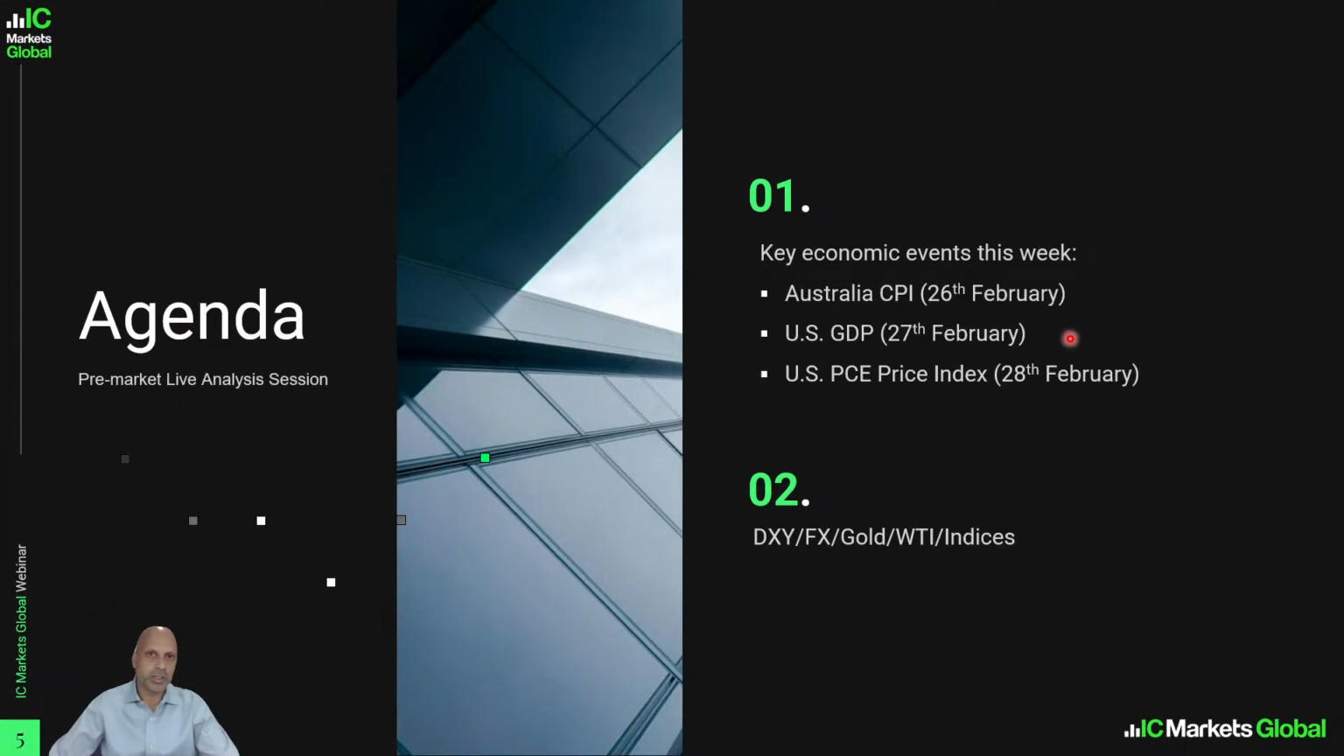Before we dive into the charts on TradingView, let's take a look at what's coming up on the economic calendar for this week. We've got Australia's CPI data coming up on Wednesday, 26th of February, followed by US GDP data on Thursday, the 27th, and finally the US PCE price index dropping on Friday, the 28th of February. The PCE price index is the personal consumption expenditures index and is the Federal Reserve's preferred gauge of inflation, so we're going to be keeping a close eye on this on Friday.